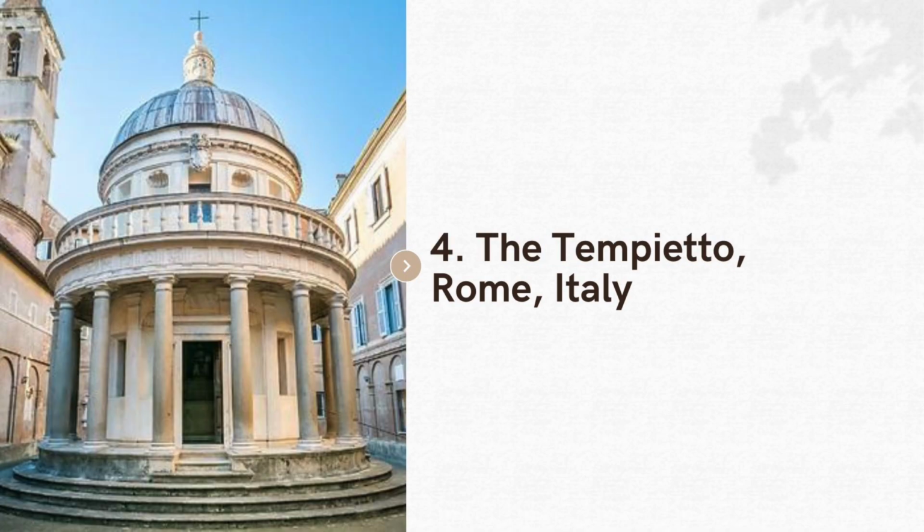Fourth one is the Tempietto, Rome, Italy. Architect is Donato Bramante. Features: this chapel is a prime example of Renaissance classical design. Its circular plan and use of classical orders reflect the principles of harmony and proportion central to Renaissance architecture.